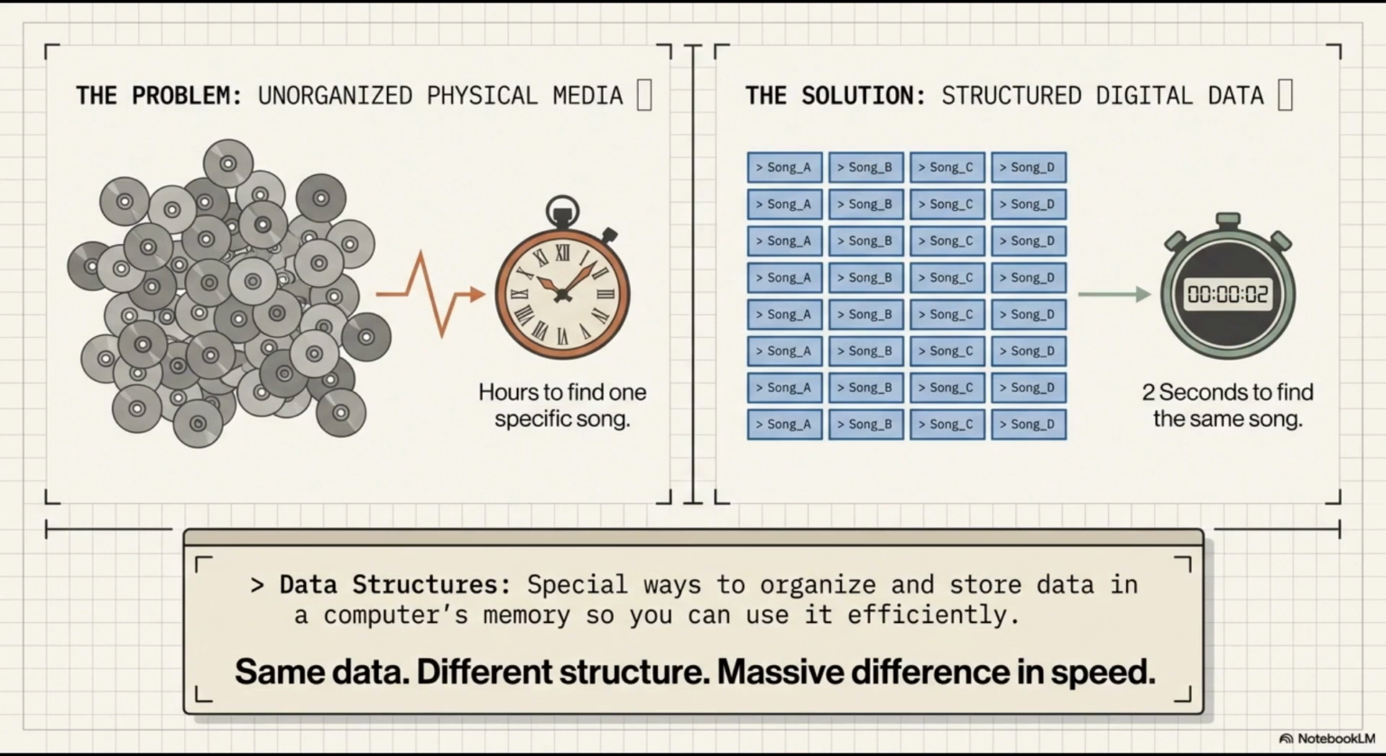Think about the stark contrast between the physical and the digital for a second. Imagine wasting hours searching through a messy, giant pile of physical CDs just to find one specific track. Now compare that to the 2 seconds it takes to find a song on a modern app. That incredible leap in speed isn't just magic, it's entirely thanks to underlying data organization.